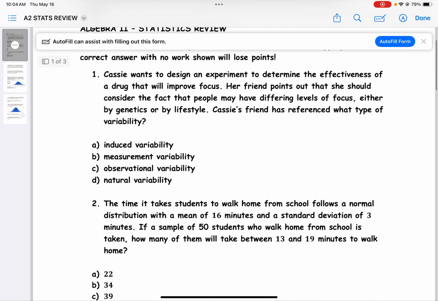So let's look at number one. Cassie wants to design an experiment to determine the effectiveness of a drug that will improve focus. And her friend points out that she should consider the fact that people may have differing levels of focus, either by genetics or by lifestyle. So what type of variability is this?